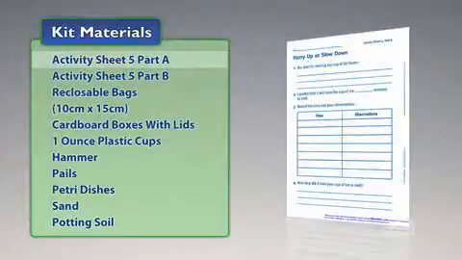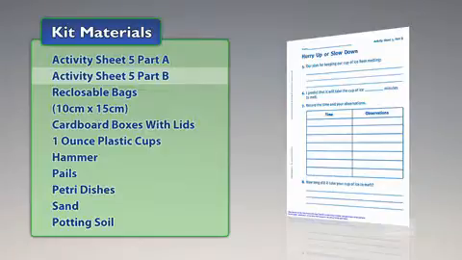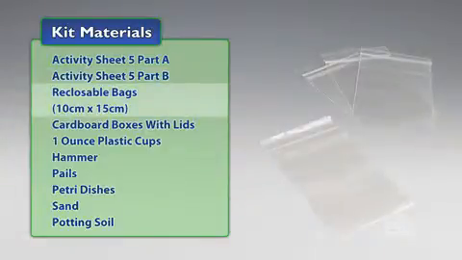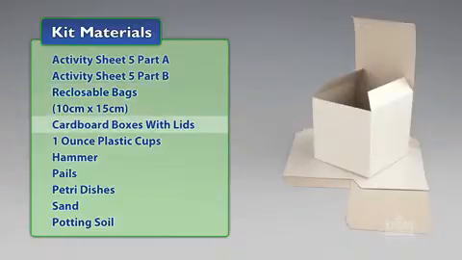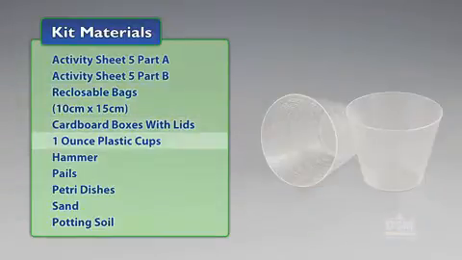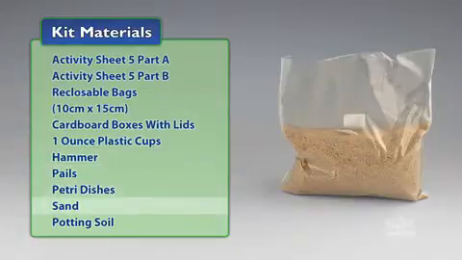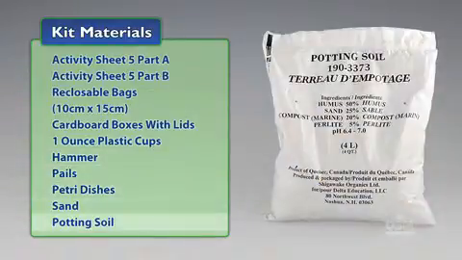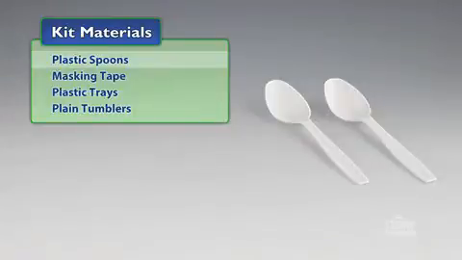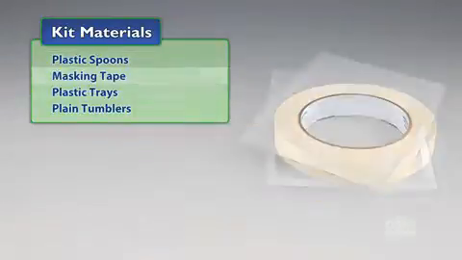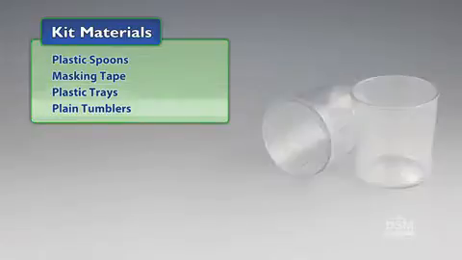You will need the following materials from the kit: Activity Sheet 5, Part A, Activity Sheet 5, Part B, reclosable bags, 10 centimeters by 15 centimeters, cardboard boxes with lids, 1 ounce plastic cups, hammer, pails, petri dishes, bag of sand, bag of potting soil, heavy-duty plastic spoons, roll of masking tape, plastic trays, and plain tumblers.